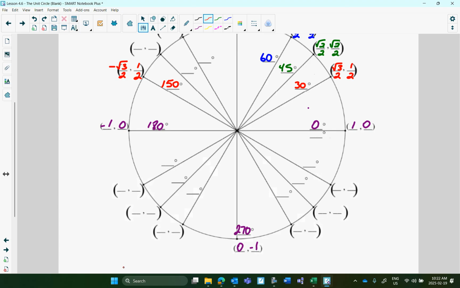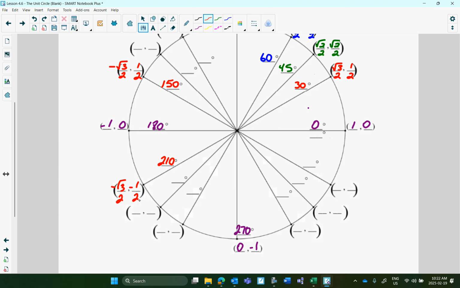Next in the family is this one. What would the measure of this one be? Well, it would be 180 and then another 30. 210. And it would have the same numbers as the other two, except both are negative. So notice we're not having to know any new numbers, just positives and negatives.